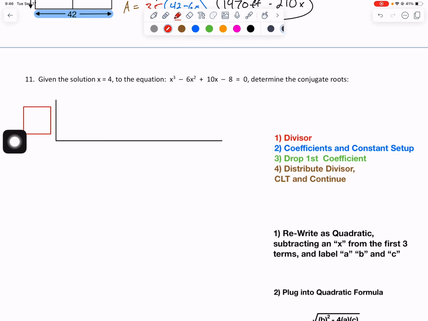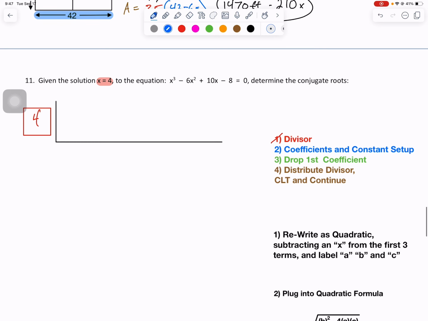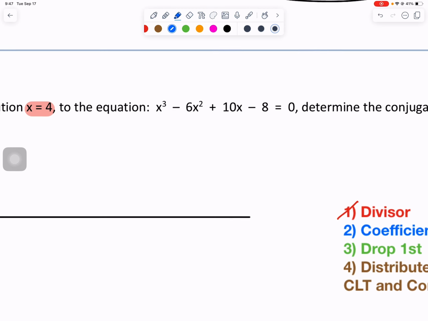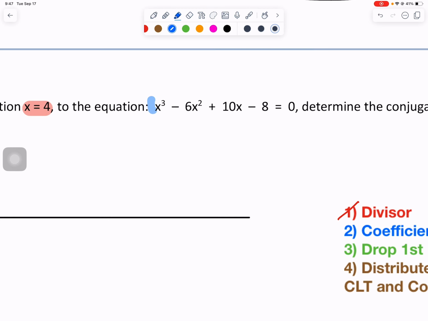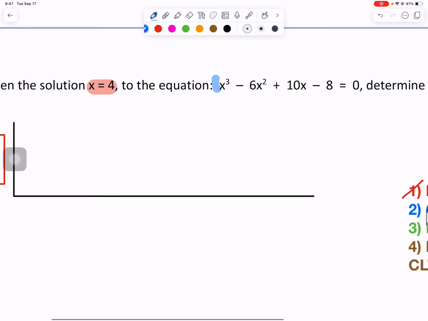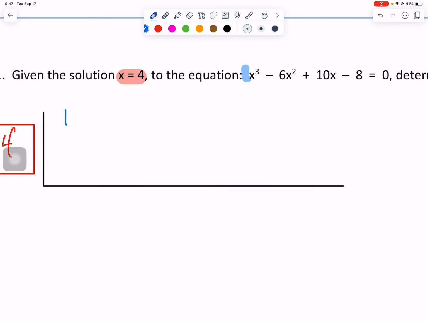All right, so I'm going to highlight my x equals 4. That is going to be our divisor. Nothing changes because we know that x is already equal to it. That's going to be step 1 out of the way. Done. Moving into step 2, let's put in our coefficients and constant setup. Let me actually just highlight this a little bit. What's in front of that x cubed? Yes, it is a 1. We're just going to write it.